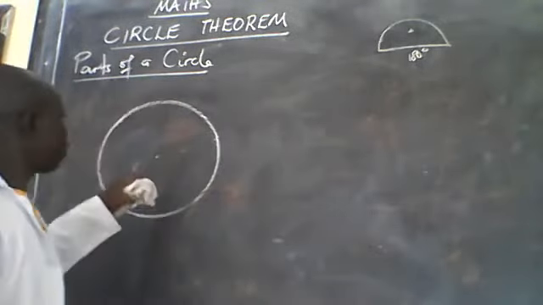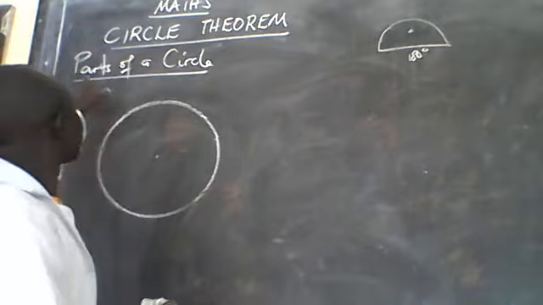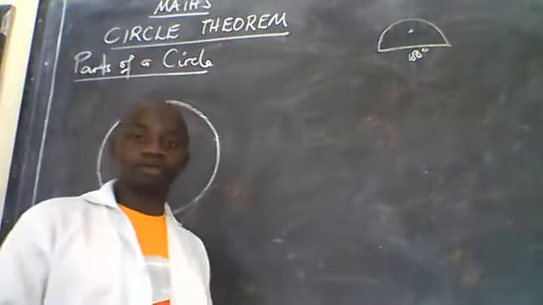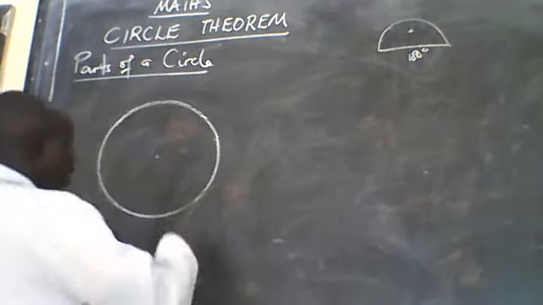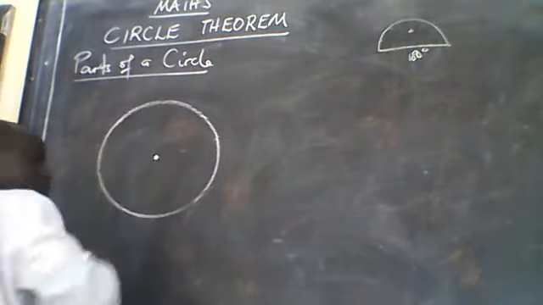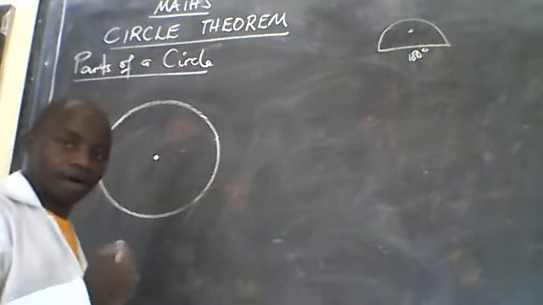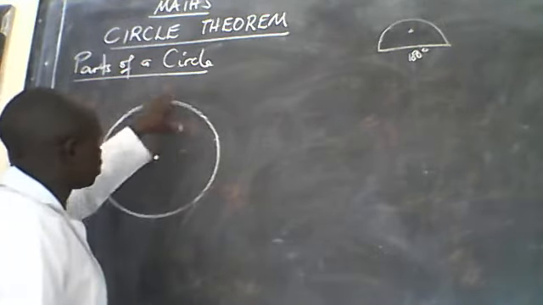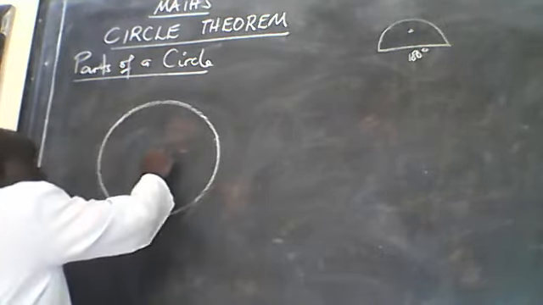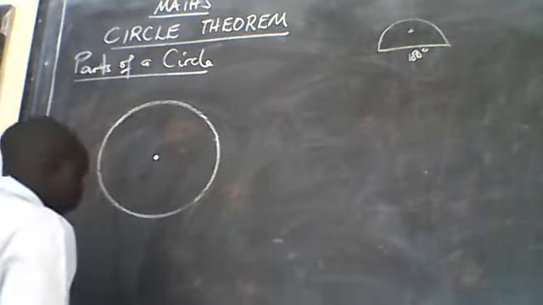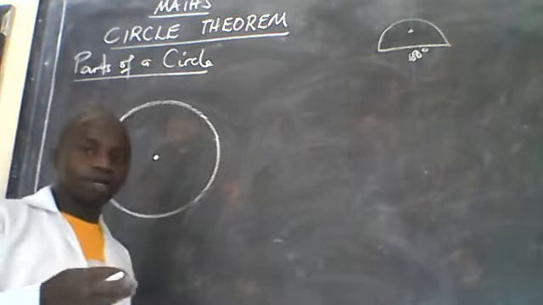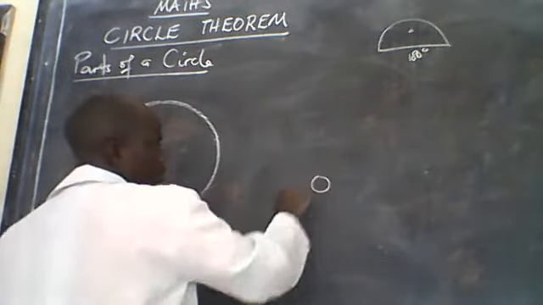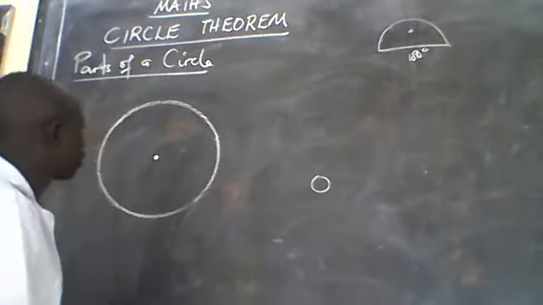Well, with the circle, first of all, let's look at the parts of a circle. Parts of a circle. The first one, a circle has a center. Okay? Remember how I defined the meaning of the word circle. So a circle has a center. This is the center. It will normally be represented by O, isn't it?